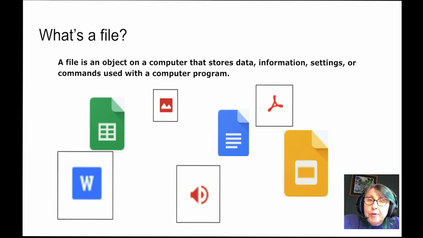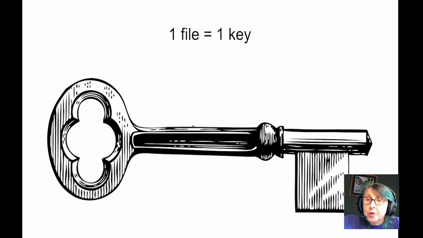Before we move on with what Drive is and exactly how to use it, we're going to discuss what we'll be working with in Drive, and that's files and folders. A file is an object on a computer that stores data, information, settings, or commands used with a computer program. Now that's easy, right? So a file is like one thing, like a key. So one file equals one key.